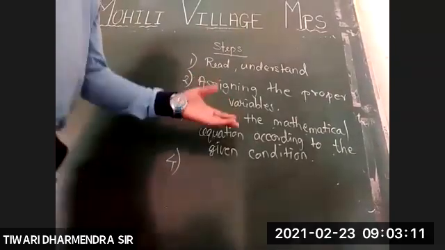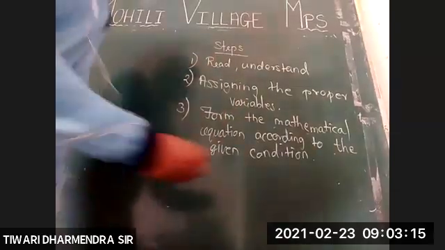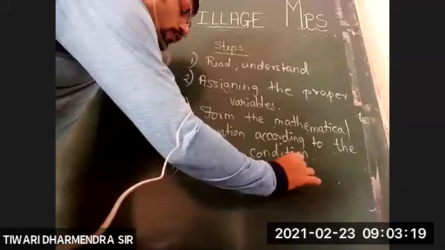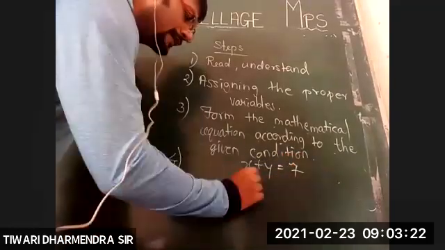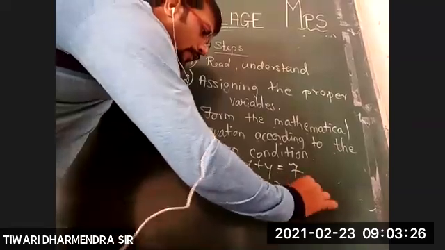According to the given mathematical condition, we have framed the equation. For example, we have framed the equations, say x plus y equal to 7 and 2x minus 3y equal to 21.